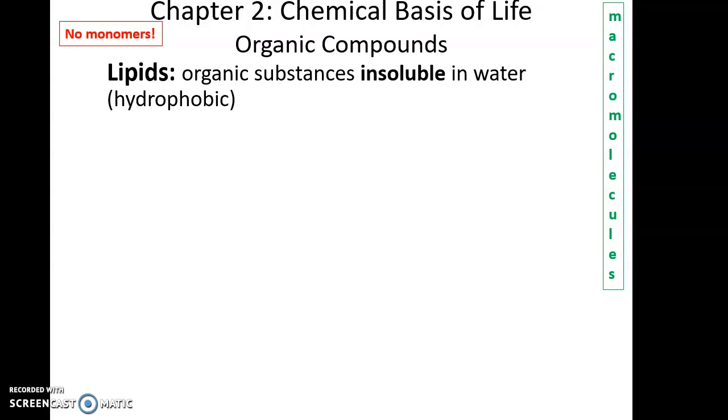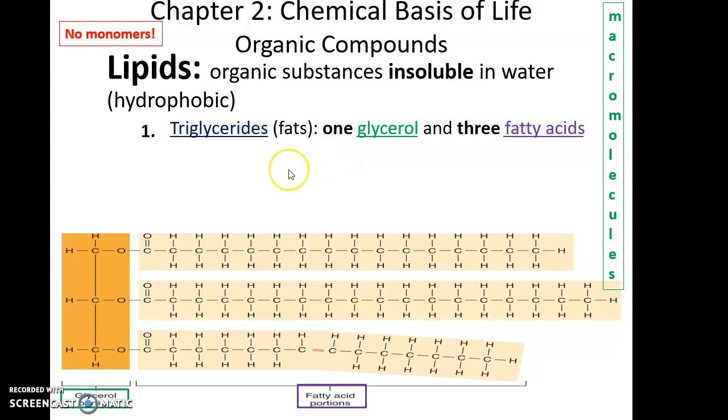A more common term for lipids is fats and oils. Fats and oils are lipids. Now, lipids are a kind of macromolecule that does not have monomers. So lipids lack monomers, which is fine. One of the more common forms of lipids found in animals and plants are triglycerides.